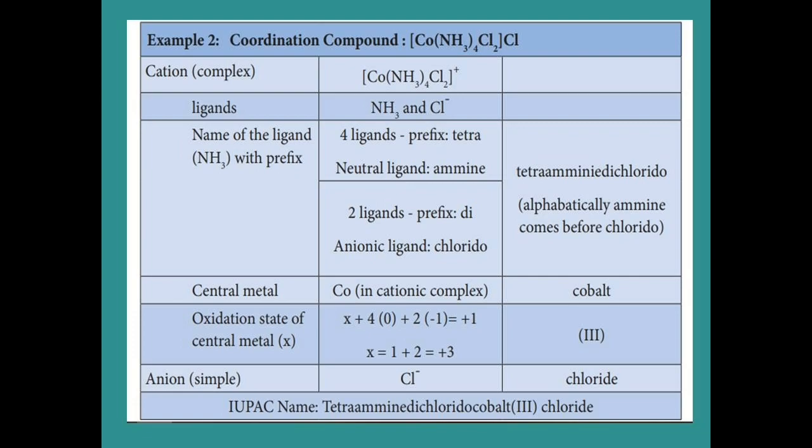Now the IUPAC name: first of all, the complex is the cationic complex. In the complex we first write the ligand names. So how many ligands are there? Ammine and chlorine. How many ammine? Tetraammine, and 2 chlorine, dichlorido, and cobalt(III) chloride. We are writing the ligands in alphabetical order, so ammine first and chlorine next.